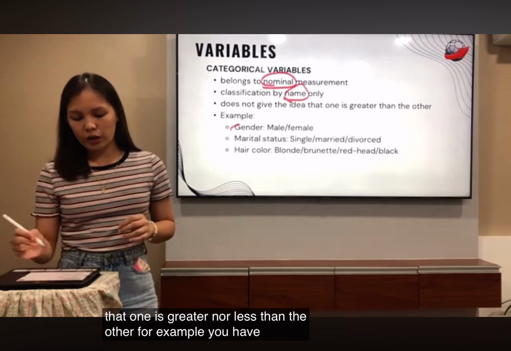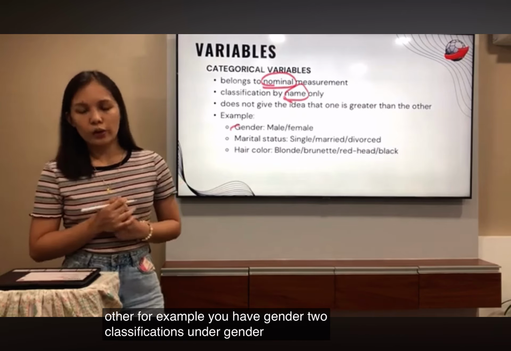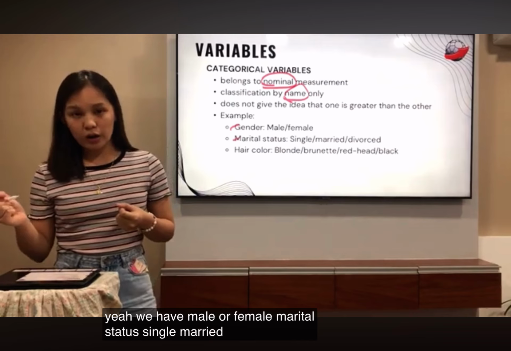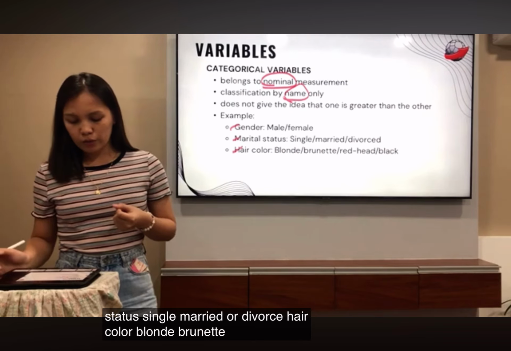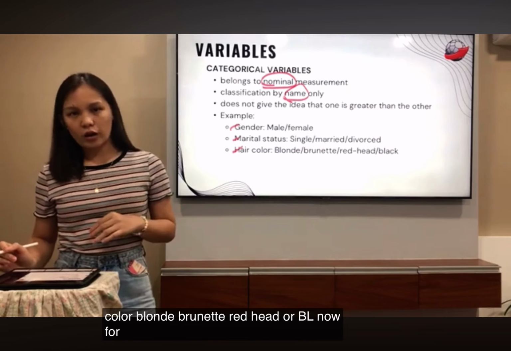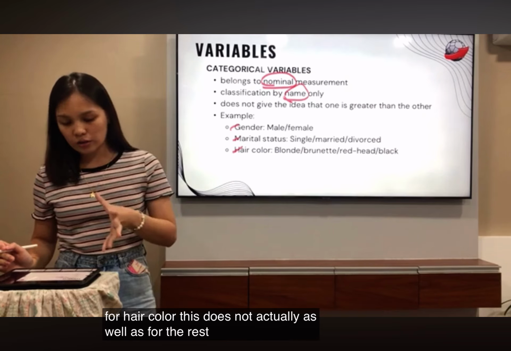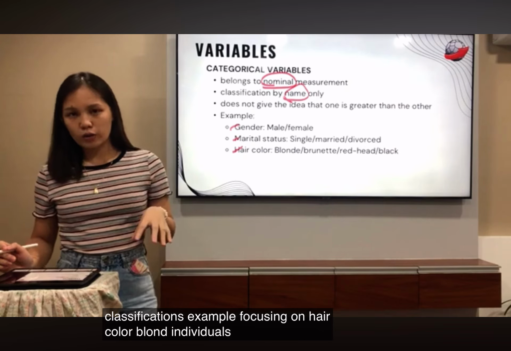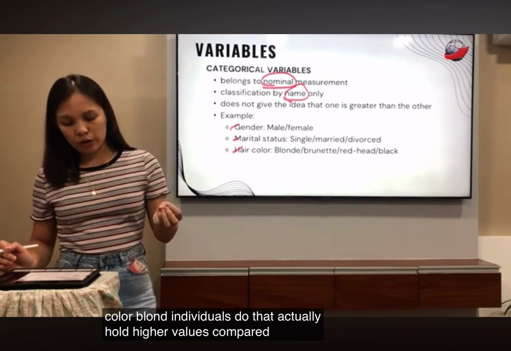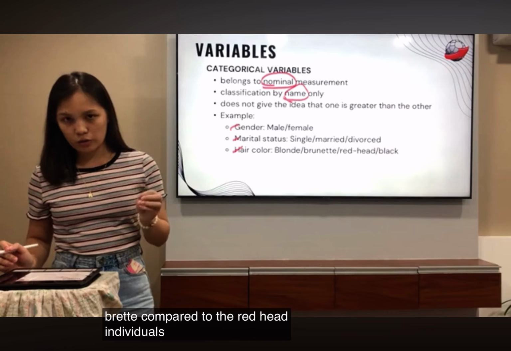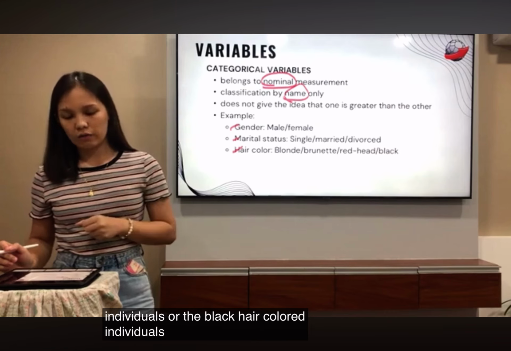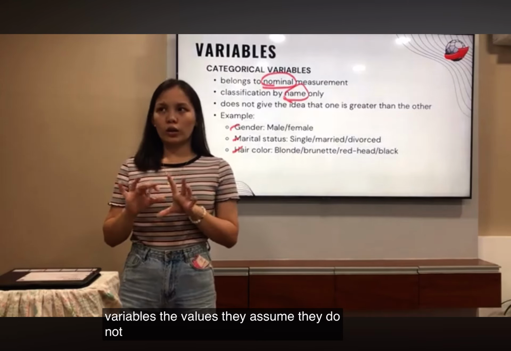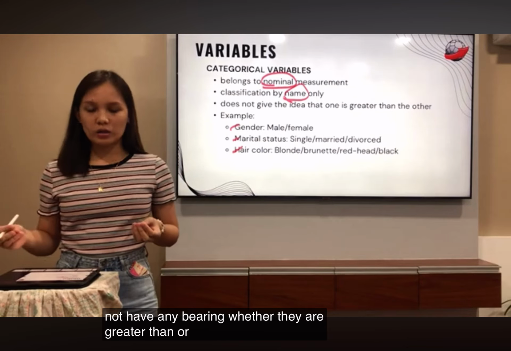For example, you have gender. Two classifications under gender we have, male or female. Marital status: single, married, or divorced. Hair color: blonde, brunette, redhead, or black. Now for hair color, as well as for the rest of these classifications, blonde individuals do not actually hold higher values compared to the brunette, the redhead individuals, or the black hair colored individuals. So, meaning in categorical variables, the values they assume do not have any bearing whether they are greater than or less than the other.